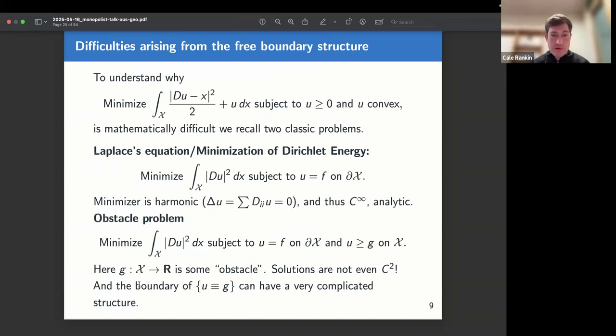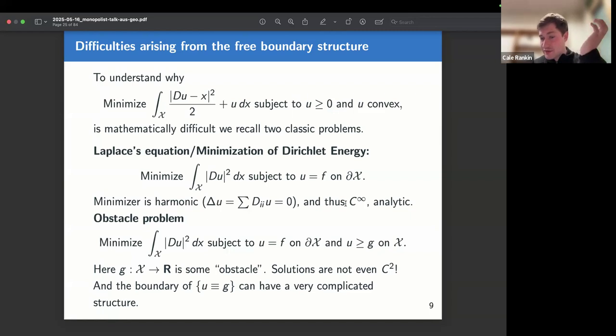Now, we want to talk about why this model is interesting mathematically. So the model's up there at the top, and I'm going to remind you of two other very popular models in the calculus of variations. The first, certainly what I consider the most well-known PDE or variational problem, is minimizing the Dirichlet energy, which is going to give us Laplace's equation. So if I want to minimize the integral of du squared, subject to a boundary condition u equals f, I'm going to obtain a minimizer which is a harmonic function, i.e. satisfies Laplacian u equals 0. This is a well-known fact.